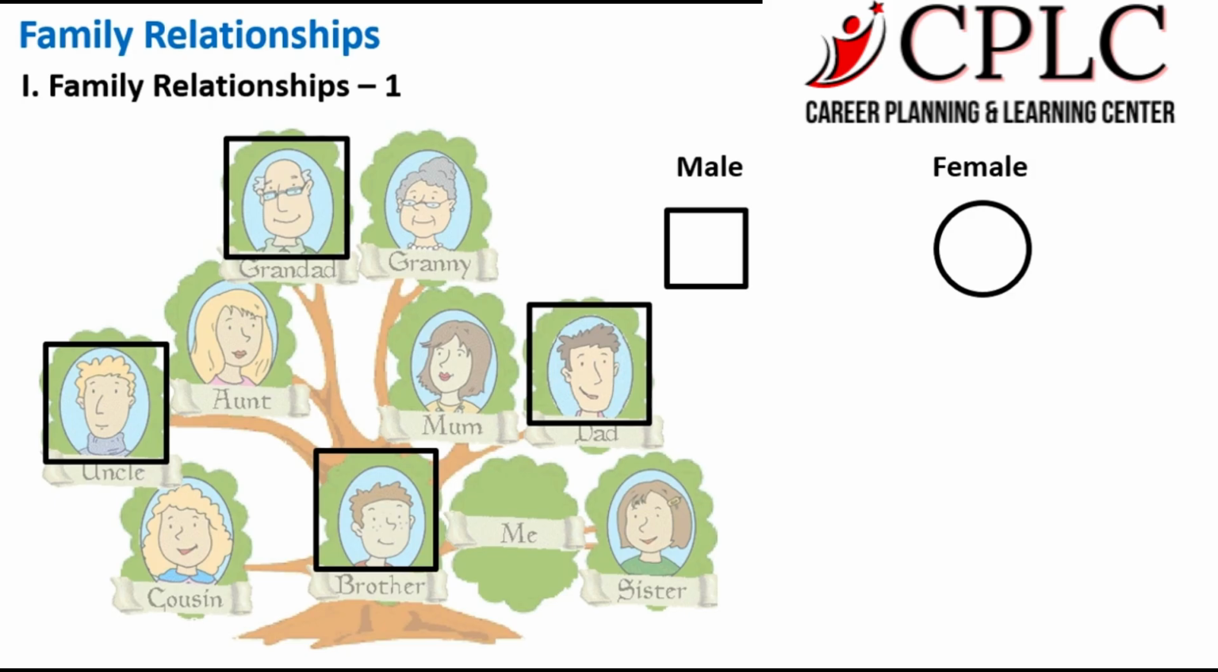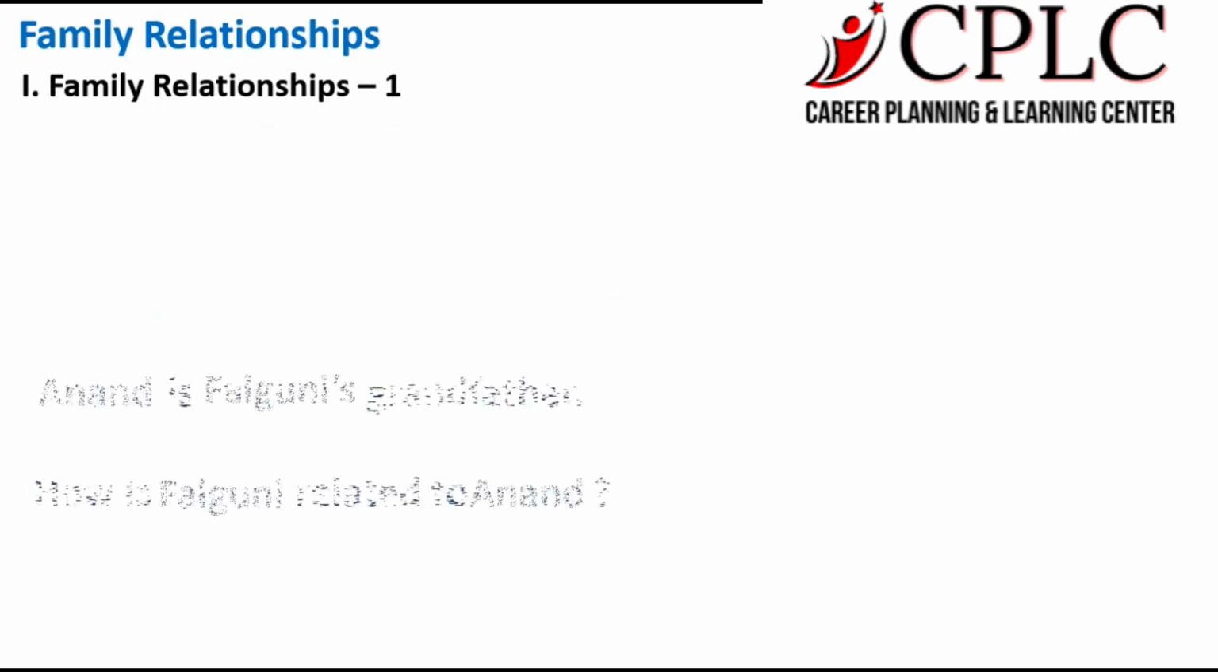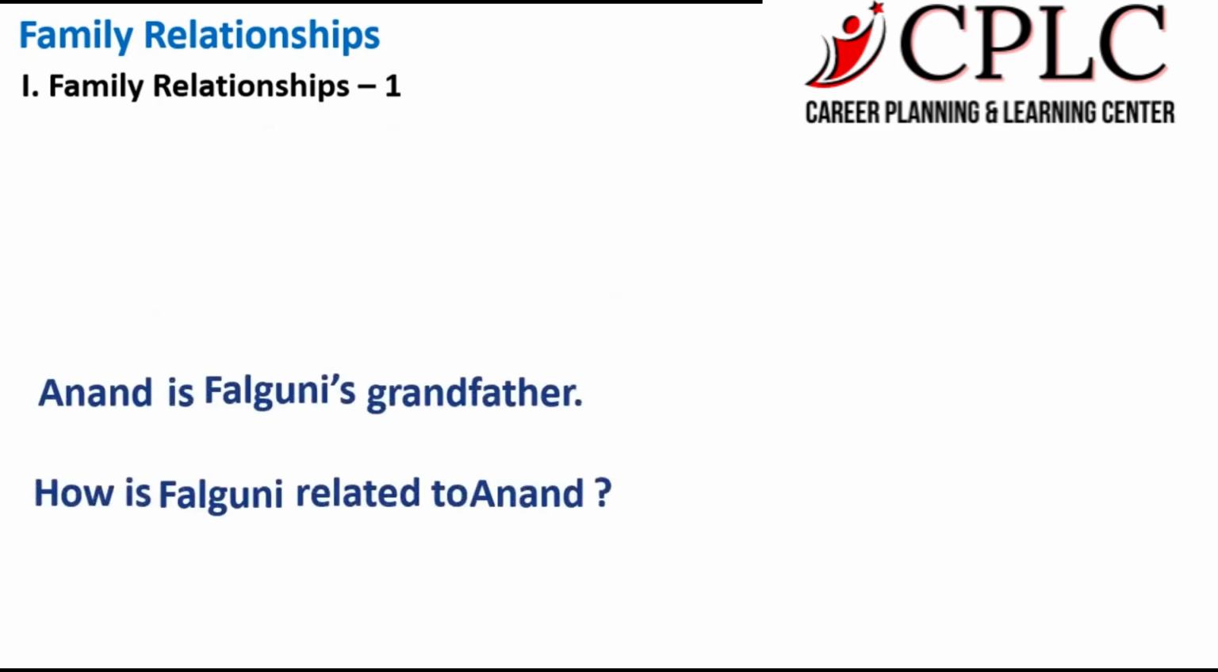Now before we go for the next representation, let's look at a very simple question. So this is the question, as you all can see on the screen. Anand is Falguni's grandfather. How is Falguni related to Anand? Now when you think about this, I am very sure that most of you would have already got the answer, which is granddaughter.